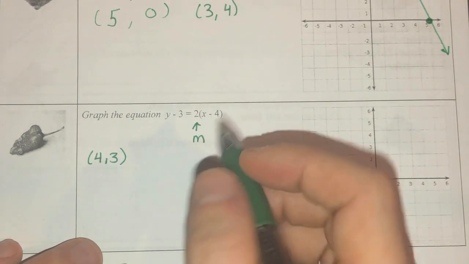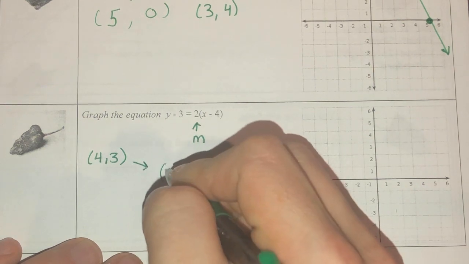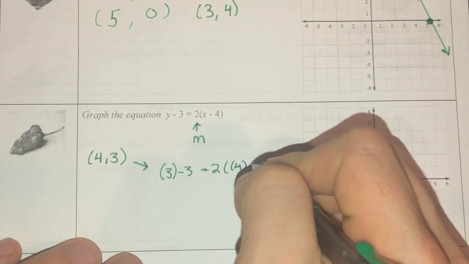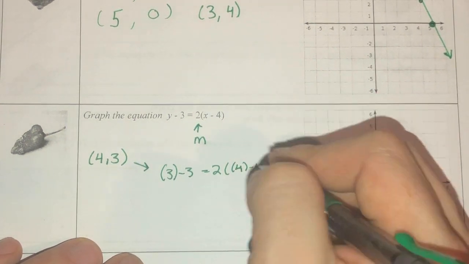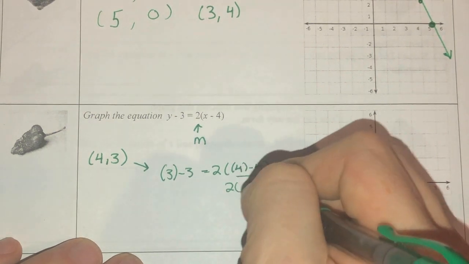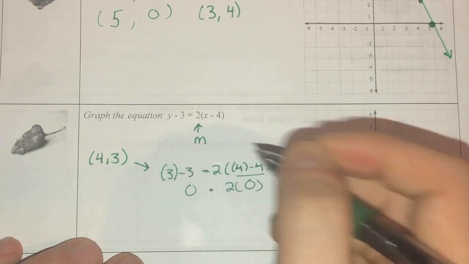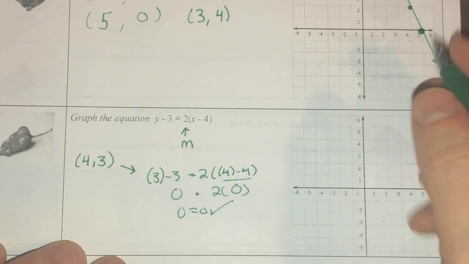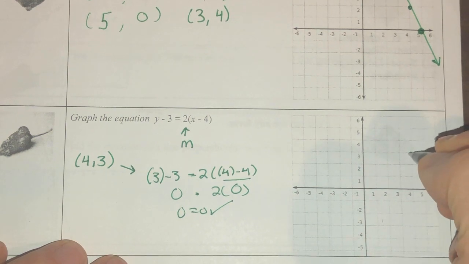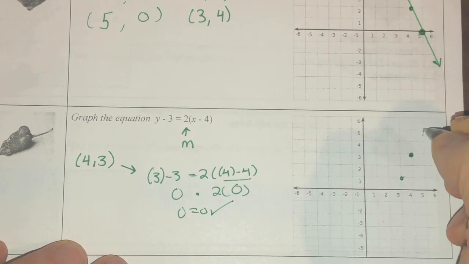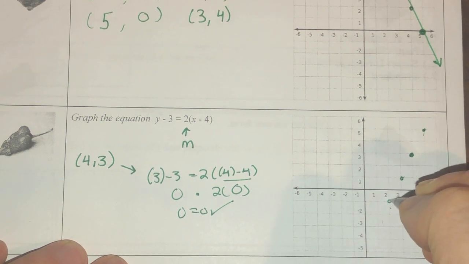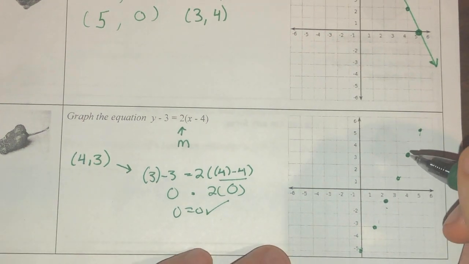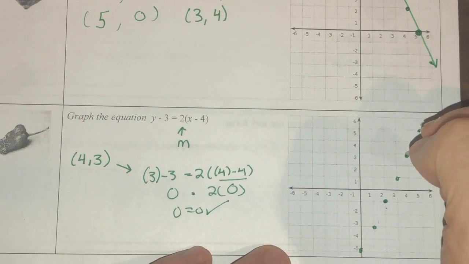Other way to think about it is let's take a look at what happens when I plug in 4, 3. So I'd get 3 minus 3 equals 2 times 4 minus 4. Well, what's 4 minus 4? Well, that's 0. And what's 3 minus 3? That's also 0. So notice how you get the equation 0 equals 0, which is true. Okay, so what that shows you is using the logic that we just used, that because 4, 3 makes both sides of the equation 0 and therefore equal, it must be the point on the line. So here's the point we were given.